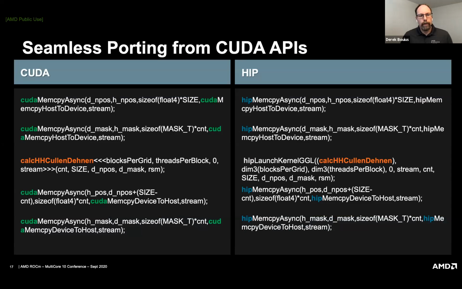With the exception in this diagram, or this bit of code, it shows the difference between launching the kernel. On the NVIDIA side is the triple chevron, and the HIP is an API call. The latest release of ROCm actually supports the triple chevron methodology as well.